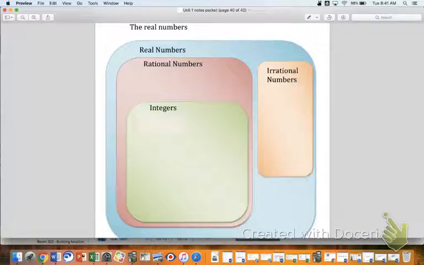And please notice the way this is drawn. The big blue box encompasses everything. So everything is within this real number box, but there are specific smaller boxes that lie within this bigger real numbers region. So the first types of numbers we're going to look at are rational numbers. And rational numbers can be written as a fraction.